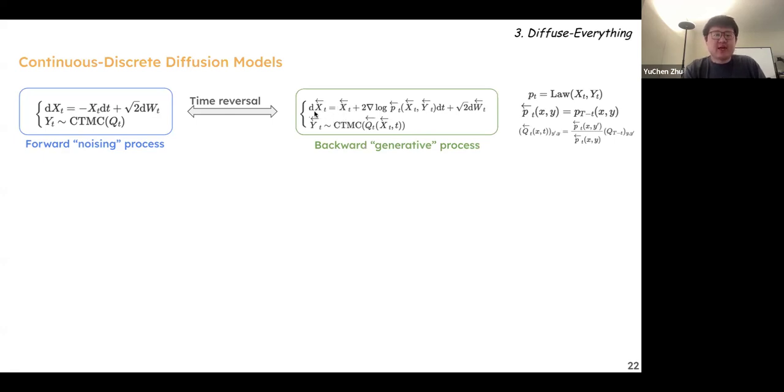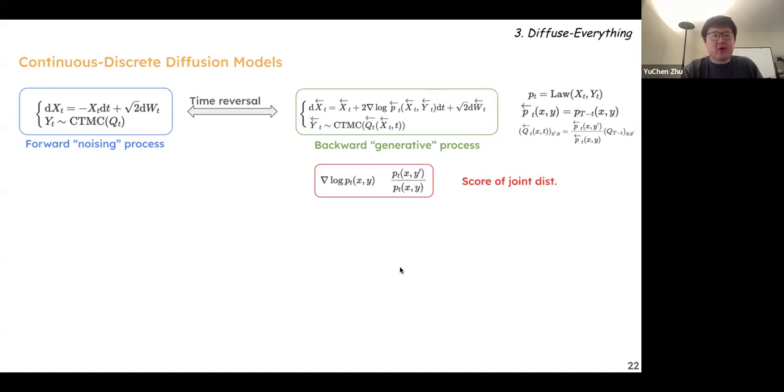The first one is that the backward dynamics for X is still some sort of SDE, and the backward dynamics for Y is still some sort of continuous-time Markov chain. Just the drift and the transition rate matrix are different, and they're in fact coupled, because now the transition rate of Y depends also on X, and the drift for X depends on Y.